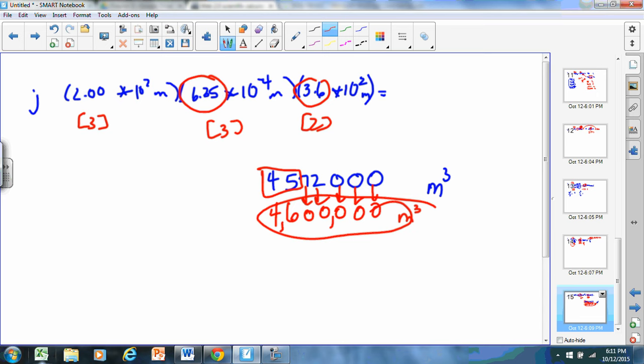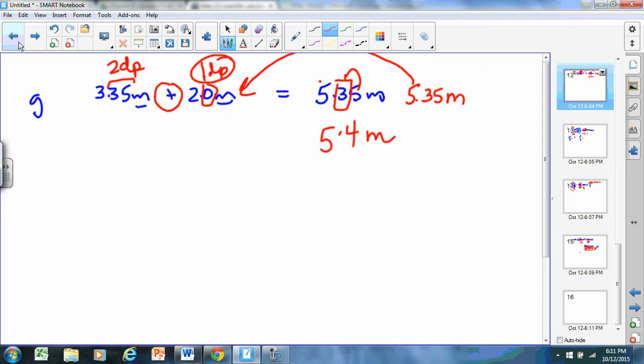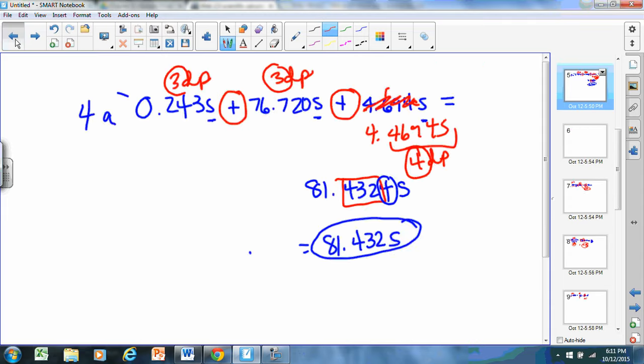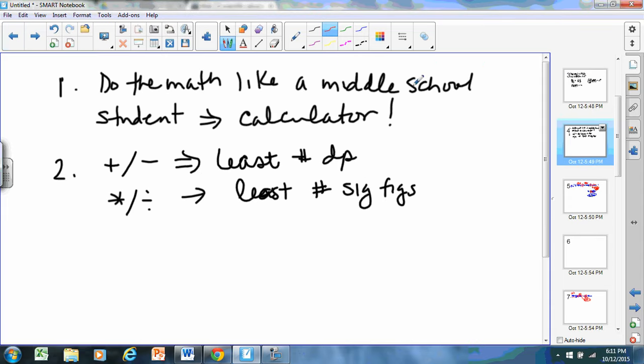And so let's just go back and summarize, and then I will shut this off. I come way down here, sorry. So what do you do when you do a problem? You do the math like a middle schooler. Use the calculator, write down the answer, then decide, are you adding and subtracting? Because if you're adding and subtracting, you have to round your 7th grade answer to the smallest number of decimal points. If you're multiplying or dividing, you have to round your 7th grade answer to the least number of sig figs.